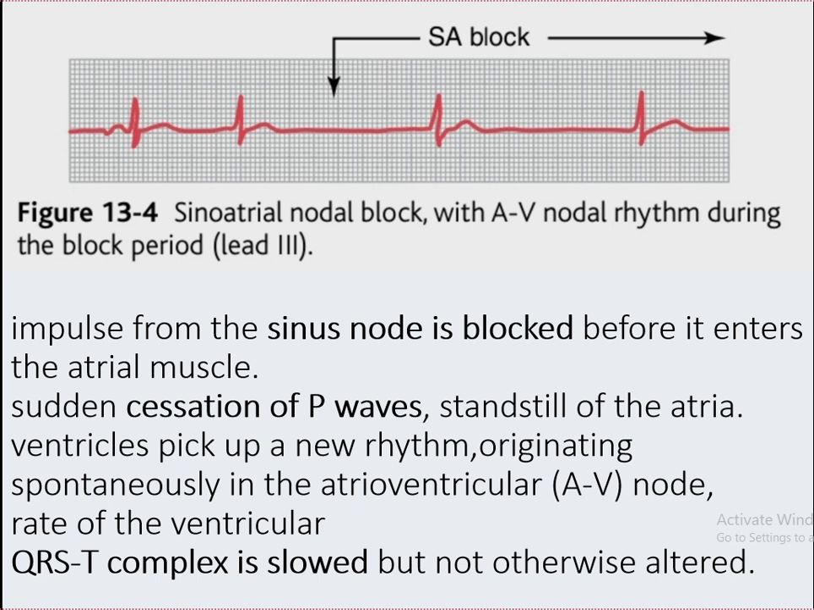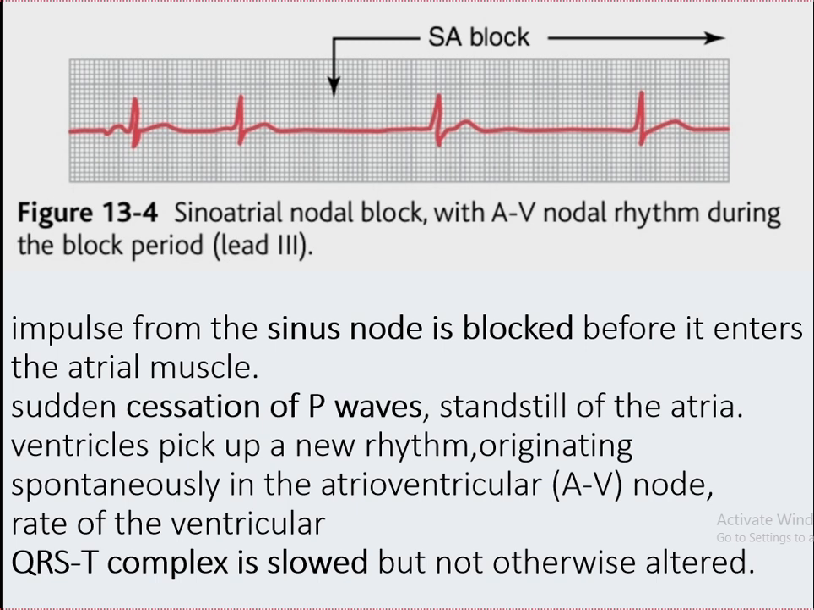You can have the block at the sinoatrial node, blocks at the AV node, you can have partial blocks, you can have complete blocks. In the first case, we have shown a sinoatrial node block. Sinoatrial node block means that the impulses are not allowed to leave the sinoatrial node to reach the atria. What does that mean? You will have absent P waves, meaning the atria will not get depolarized.